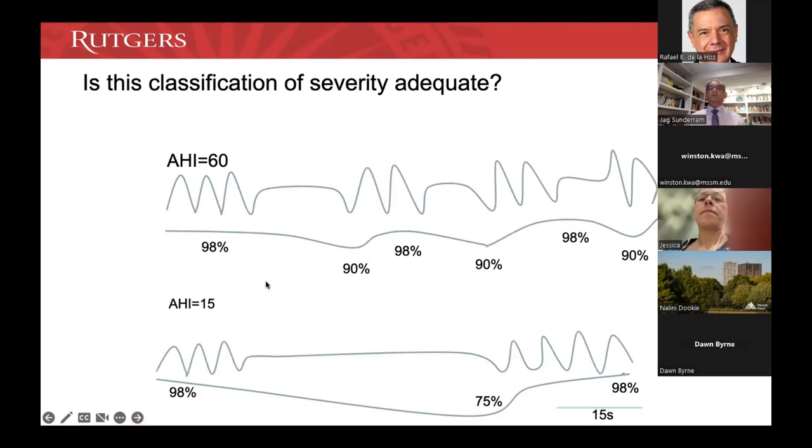Now, remember, is this classification adequate to determine true severity of the pathophysiological consequences of OSA? And why do I bring this up? Because let's say you have one individual who has an AHI of 60, having very frequent obstructive apneic events, and they do drop their oxygen saturations, but they start at 98 and go down to about 90%. On the other hand, somebody classified as mild, because the frequency of events is much lower, may have a very prolonged apneic event, a significant desaturation event.